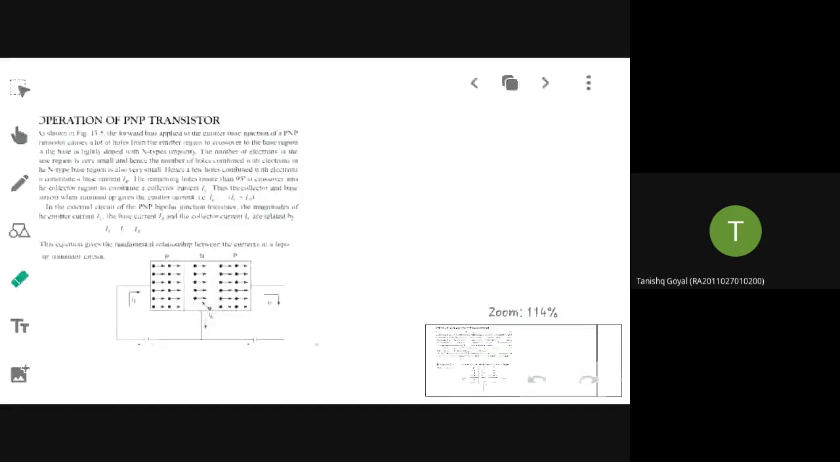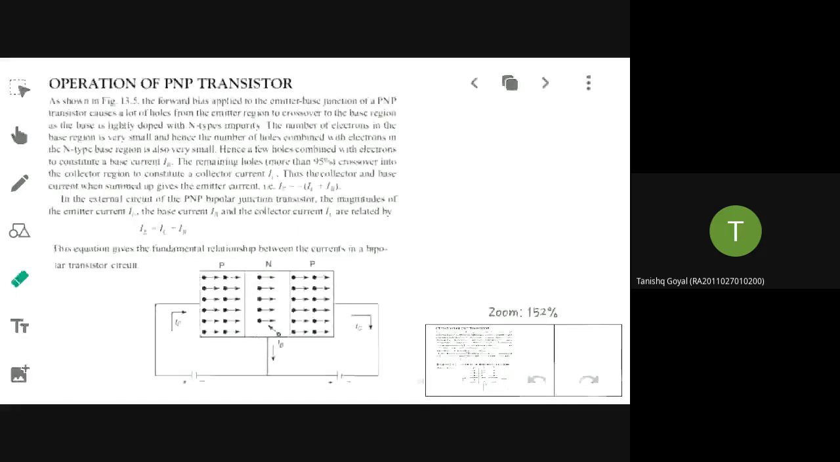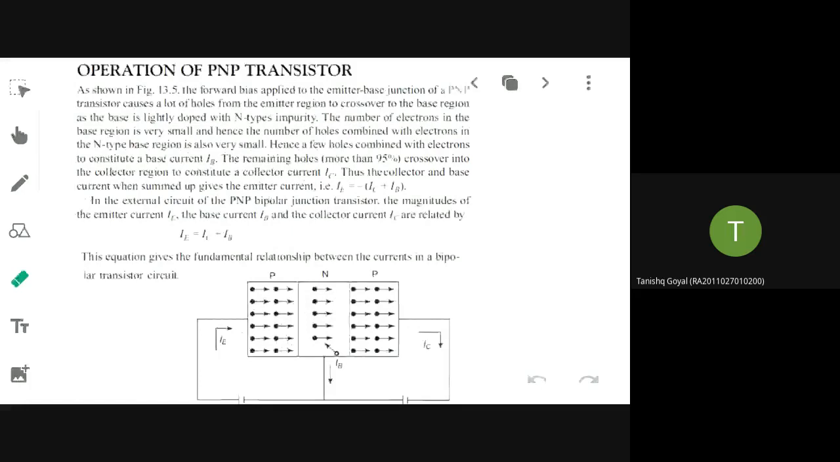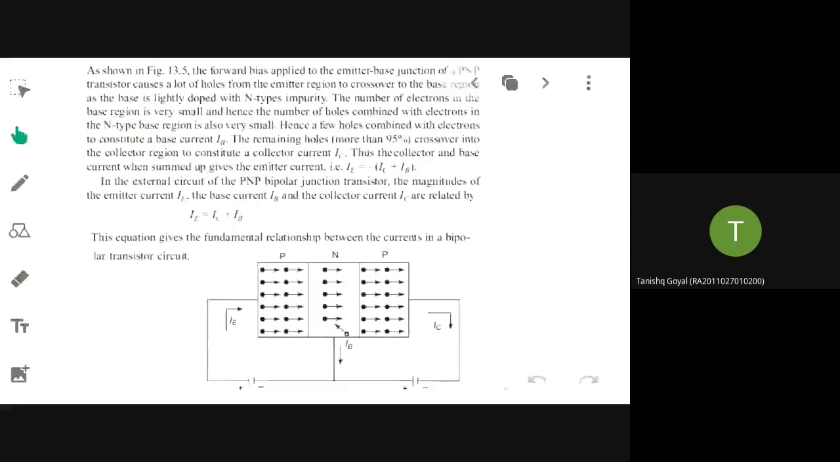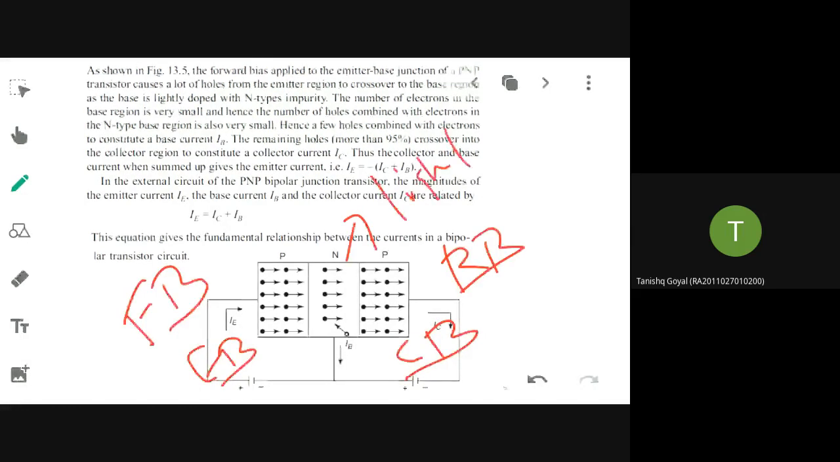Same way you can define the operation of PNP also. Only the majority charge carriers here will differ. So how can you explain the operation? Tell me, for a PNP transistor. Again, the same biasing you have to give. The emitter will be biased in what manner? And the collector-base will be biased in what manner? Emitter-base forward and collector-base reverse bias. And the middle N layer will be lightly doped.